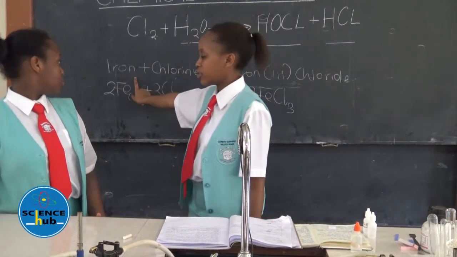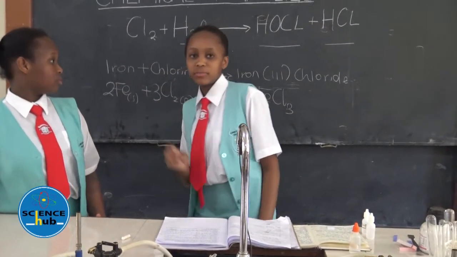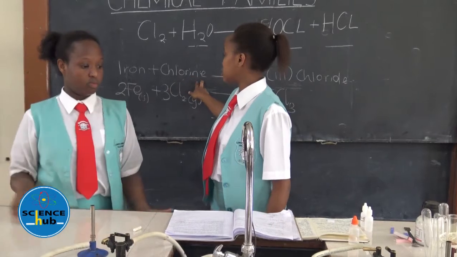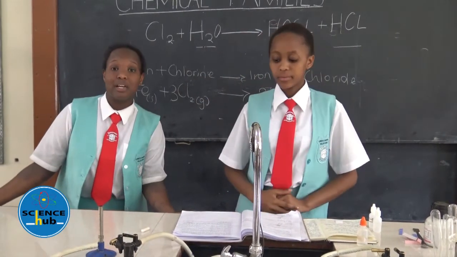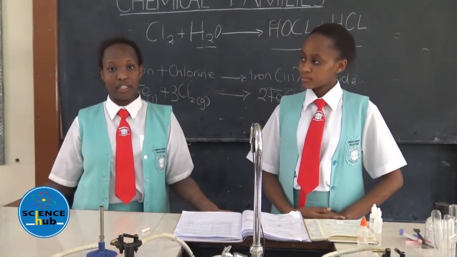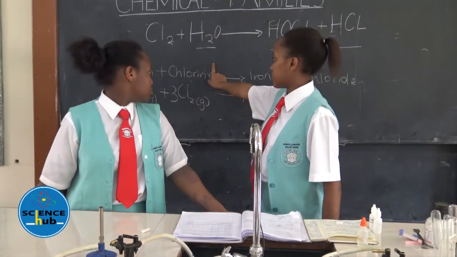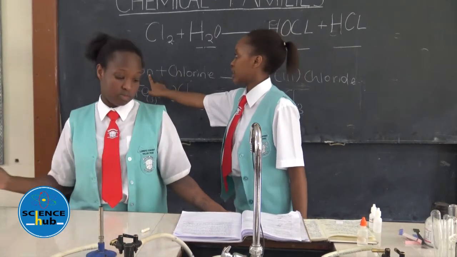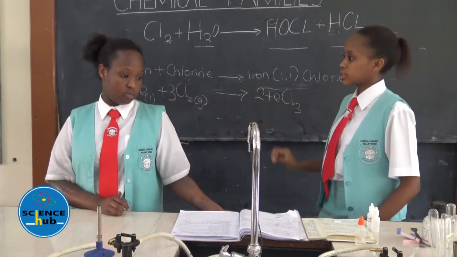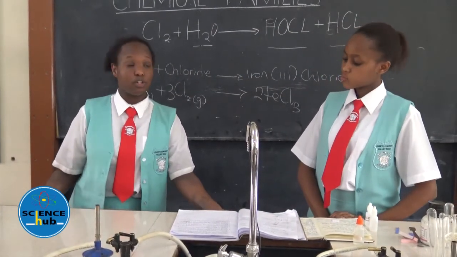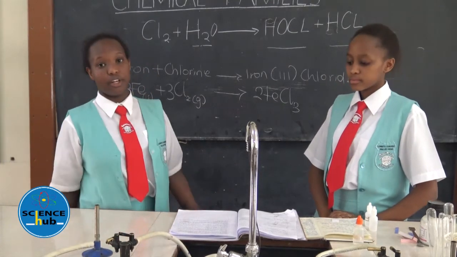In the place of iron, we can also use aluminium. Aluminium is going to react with the chlorine to get aluminium chloride. Aluminium chloride is a white solid. Instead of chlorine, we can also use bromine. Bromine is going to react with the iron, forming iron 3 bromide. And iodine is also going to react with iron to form iron 3 iodide.